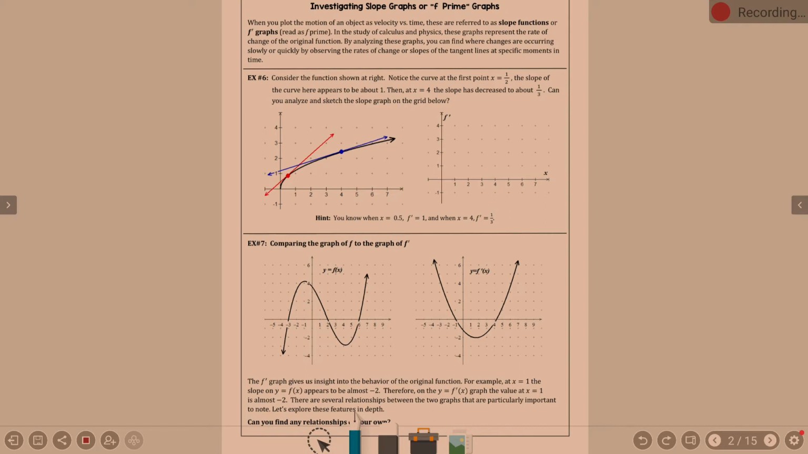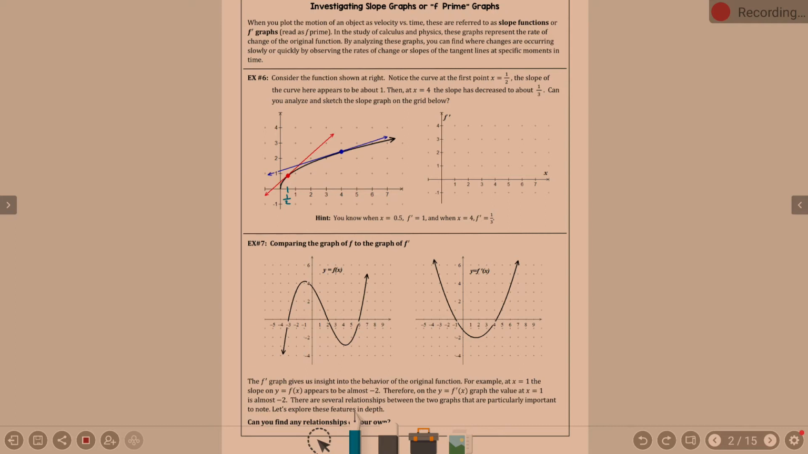So we're going to jump into the world of F prime graphs here. Consider the function shown at right. Where are we seeing at right? It's not at right, it's down below. Okay, sorry, confusing myself. Consider the function shown down below. Notice the curve at the first point, x equals 1/2. So they're saying this first point right here is x equals 1/2. The slope of the curve here appears to be about 1.